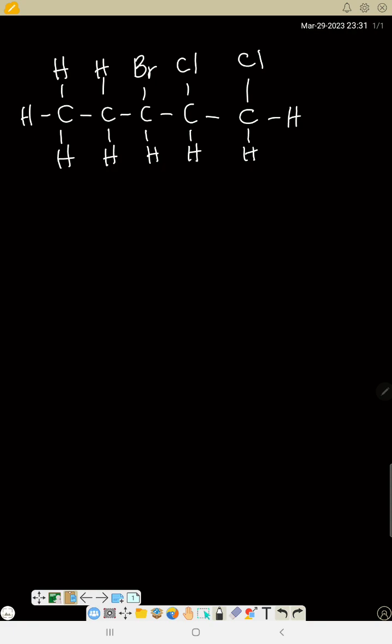So how can I name this now? To name this, we have seen that the longest carbon chain here is 1, 2, 3, 4, 5. Also name it backward, 1, 2, 3, 4, 5. Like this, forward and backward this way. So that means the longest continuous carbon chain there is 5. That is butane, because they are single bonds. So I have butane.